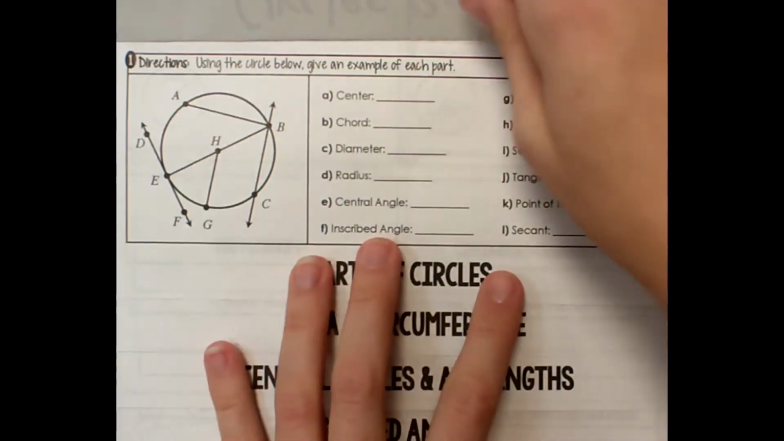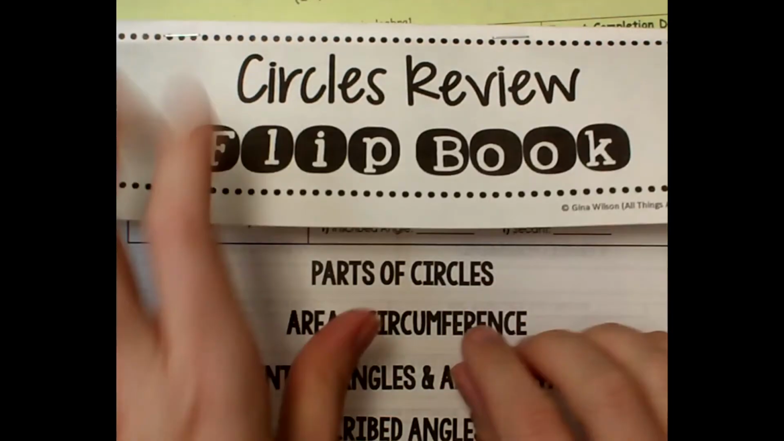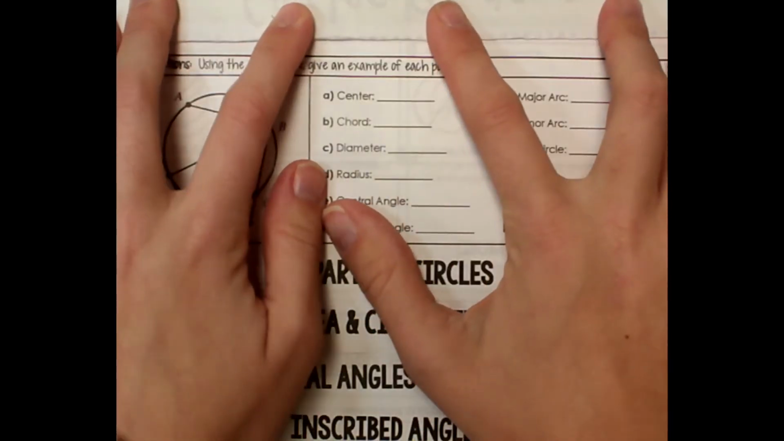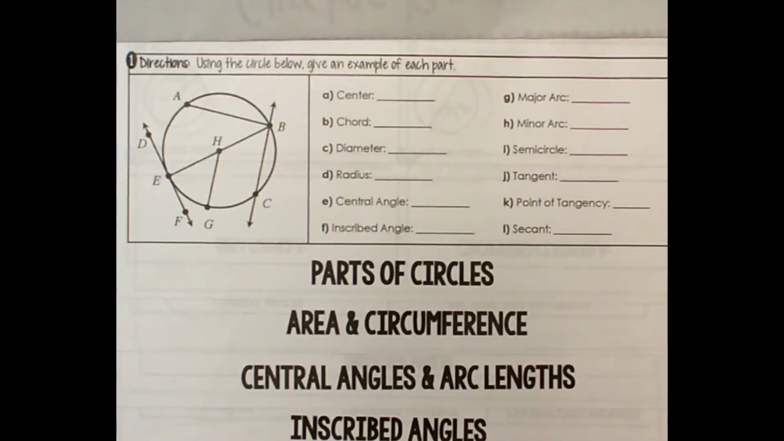All right, so looking at our foldable, we're going to start looking at circle review. We're going to do the parts of a circle. So this is your parts of a circle video after doing your discovery activity. So let's take a look.